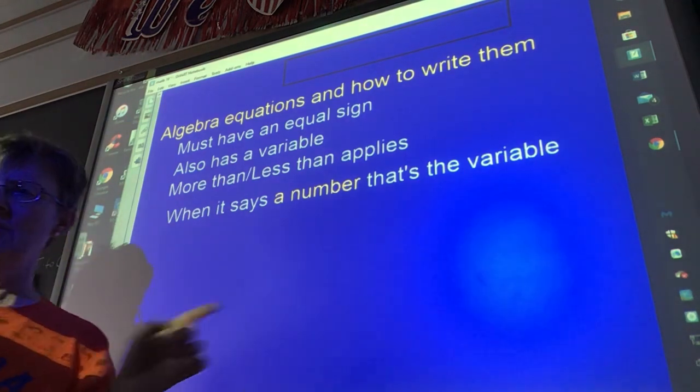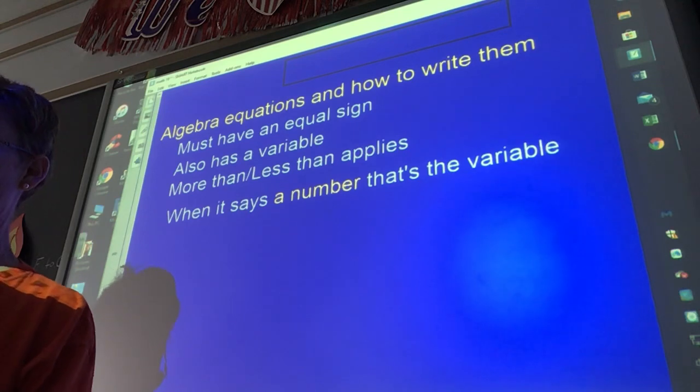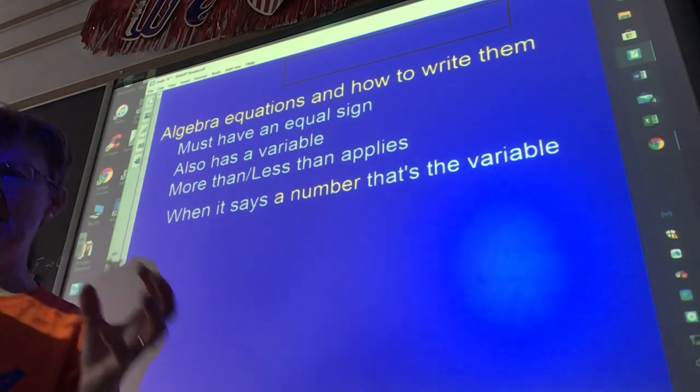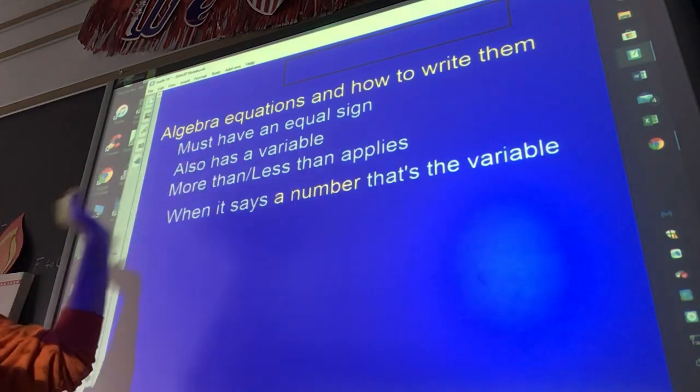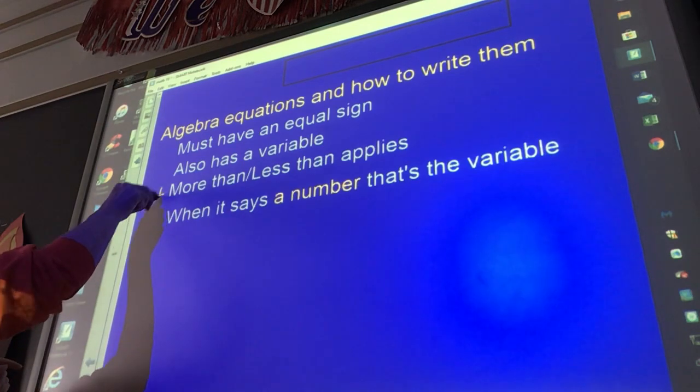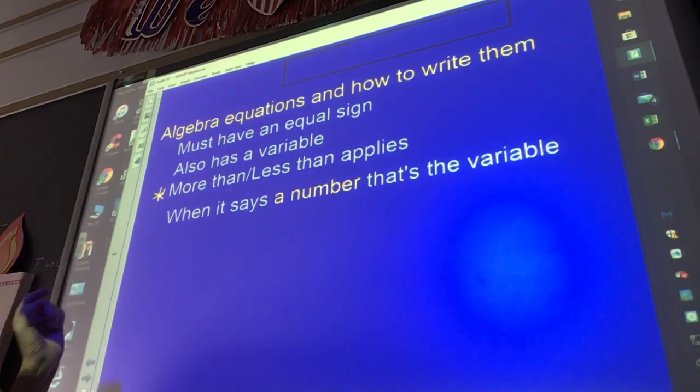All right, now I'm moving on to the next lesson, which is writing an equation. Now, yesterday we wrote expressions. Today we're going to write equations. Now there's a difference, but the more than or less than thing is the same. It still applies, so that's important for you to remember from the earlier video.